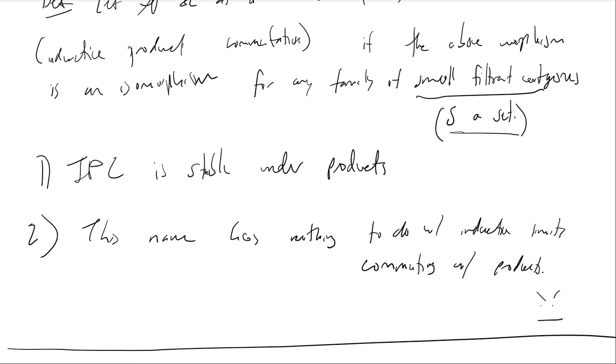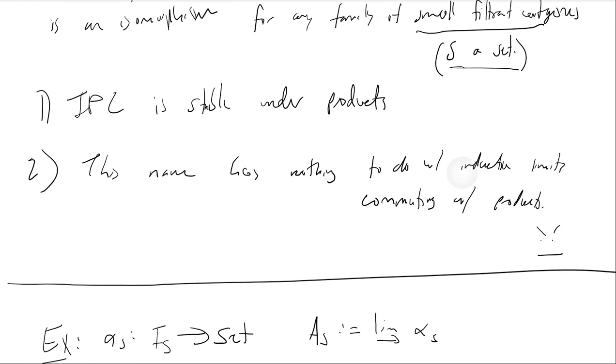But it's annoying to call this the IPC property when it's not obvious what this definition has to do with I, P, or C. It would be much better if they gave it some different name and then explained what this has to do with anything. But in any case, let's just continue with our example.